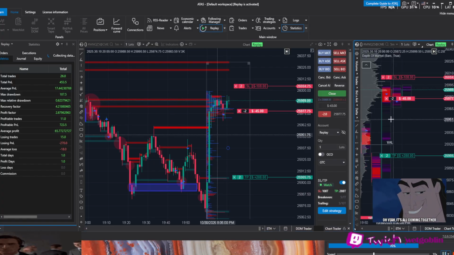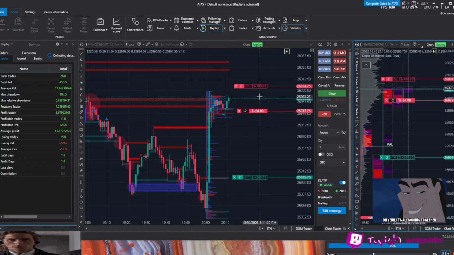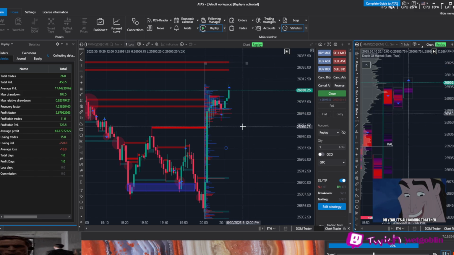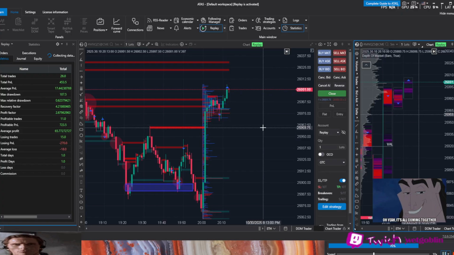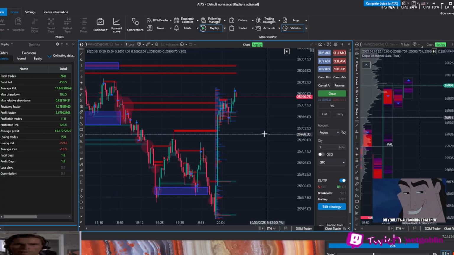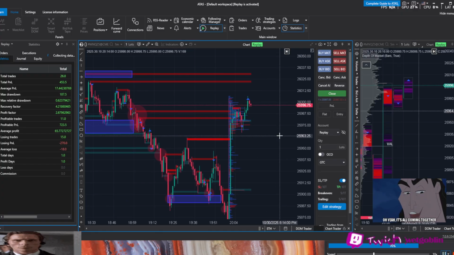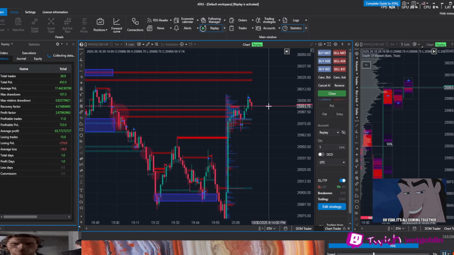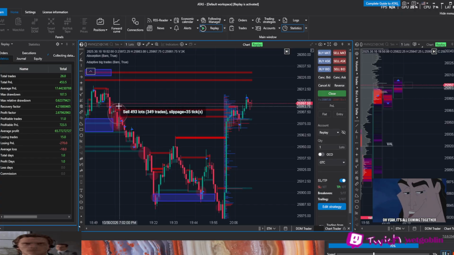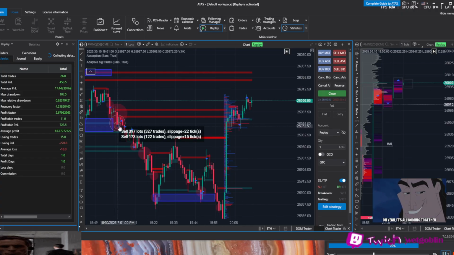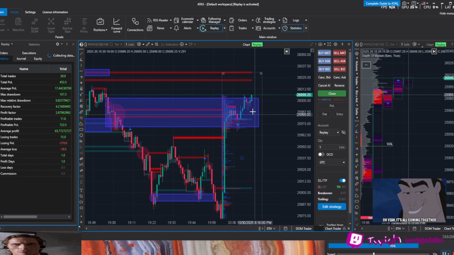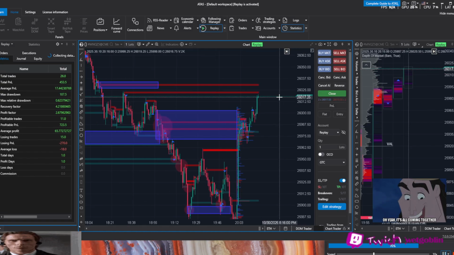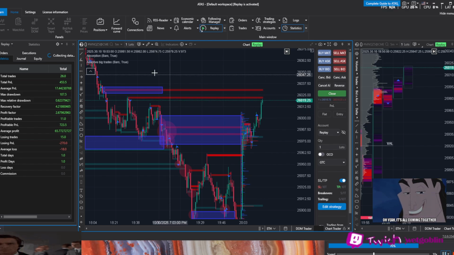Buyers are really pushing this. I was hoping they would just come through here and just do that, but nope, they came for my stop. Okay. And this is obviously a big key area right here. See what happens up there.